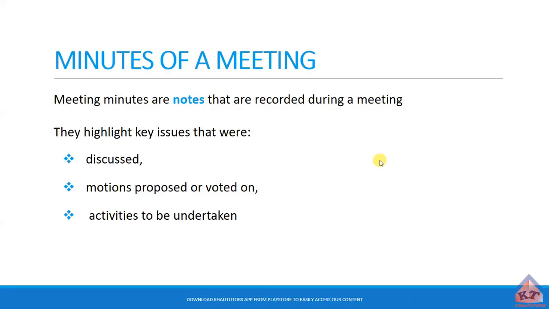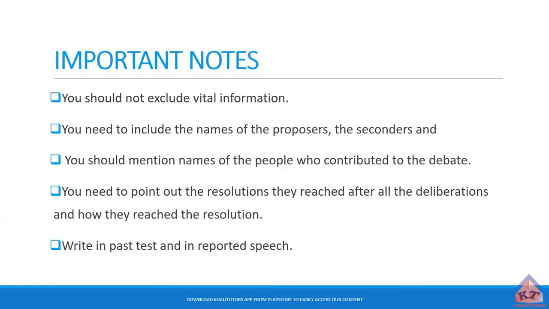Okay? So let us look at some of the key aspects of meeting minutes. When compiling your meeting minutes, you need to include all the information that is considered to be important. You need to include the names of the proposers, the seconders of the proposers, and you should mention the names of the people who contributed to the debate. You need to point out the resolutions they reached after all the deliberations and how they reached the resolutions, okay? And when you are writing your meeting minutes, you should always write in past tense and in reported speech, okay?